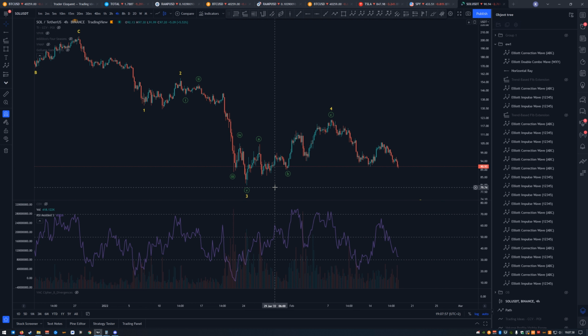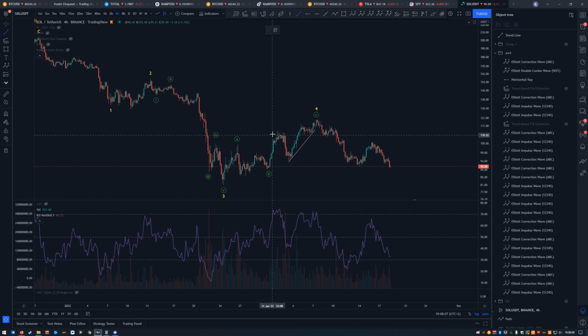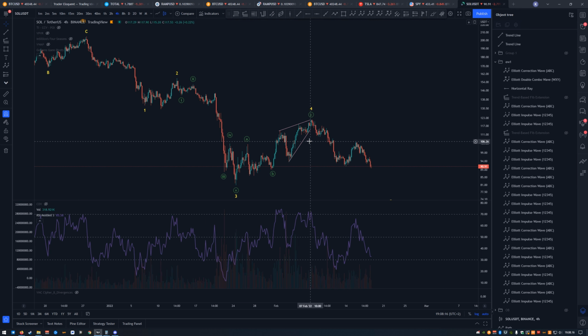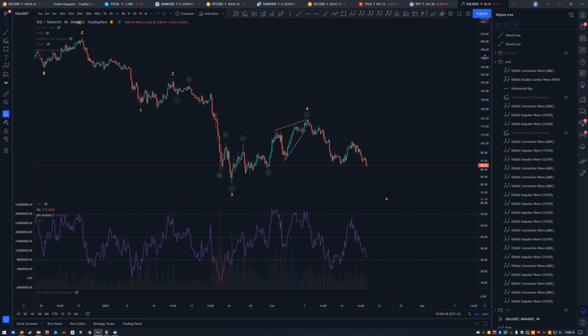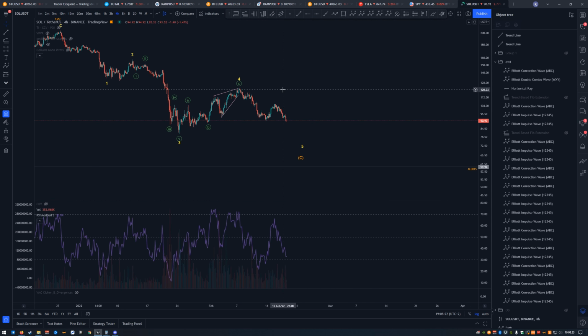Let's check that out. So ABC, maybe ABC. Maybe this is actually a diagonal here. I think that's why I labeled it. So 1, 2, 3, 4, 5. It's not pretty as well, but what can you do? So here, the next one.